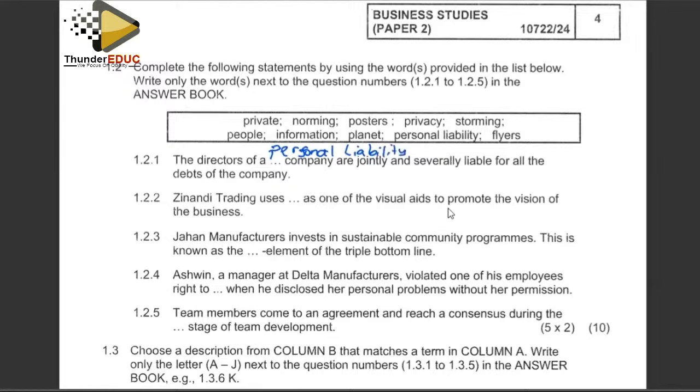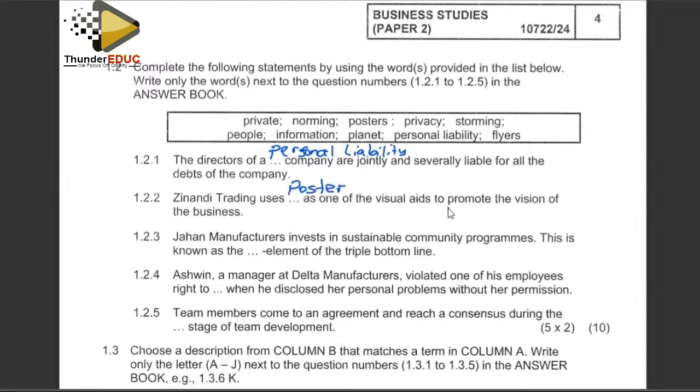Okay, right, grade 12. So now let's move on to the next question, and the next question reads as follows. 1.2.2: Sinandi Traders uses a dash as one of the visual aids to promote the vision of the business. The appropriate answer in this regard is going to be a poster.